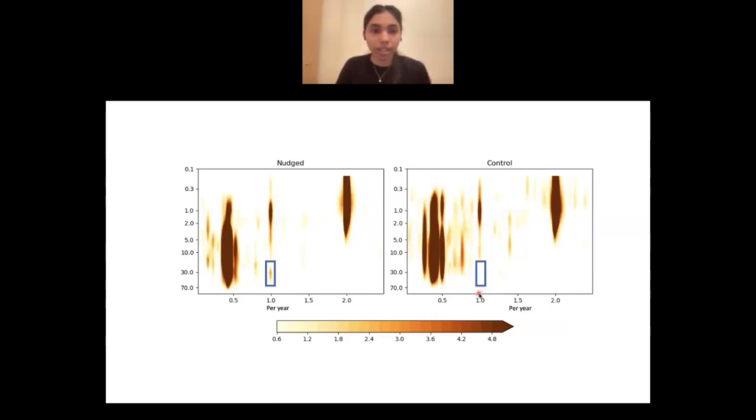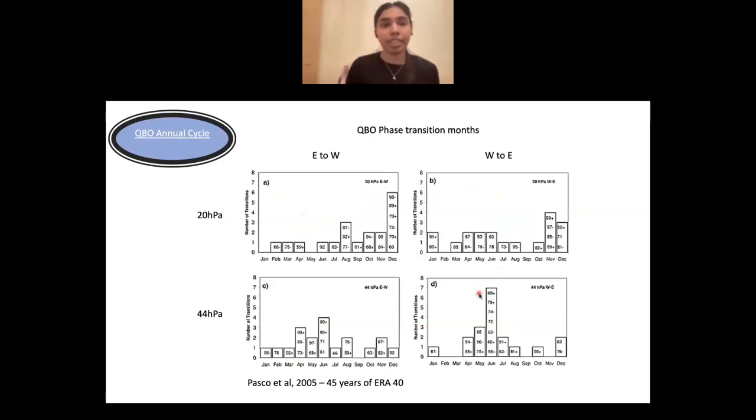So what do I mean by the QBO annual cycle? If you look at this Pascoe et al. 2005 paper, he has plotted the QBO phase transitioning months histogram here, and we have easterly to westerly transition and westerly to easterly transition at 20 hectopascal and 44 hectopascal. If we look at the 20 hectopascal, you can see this transition is focused on December, and this one is more concentrated on November and December, but it has more distribution over the years.